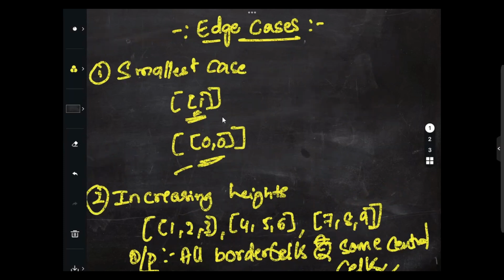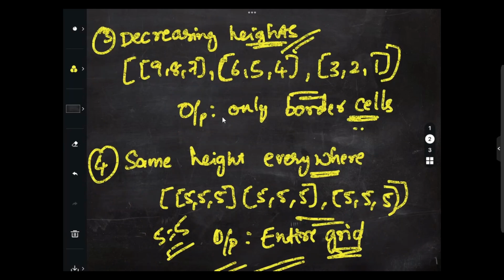So I hope this is clear. All the edge cases are clear. The first one that we considered was the smallest case, the second was increasing heights, the third was decreasing heights, and the final one was same height everywhere. I hope this is completely clear. All the edge cases are clear.